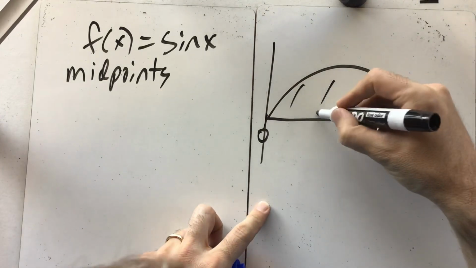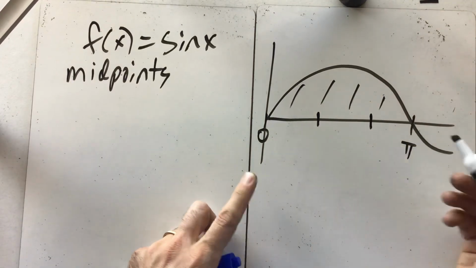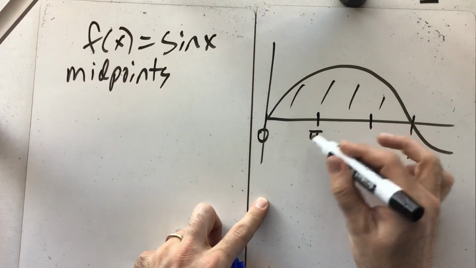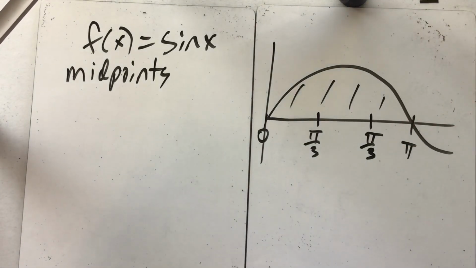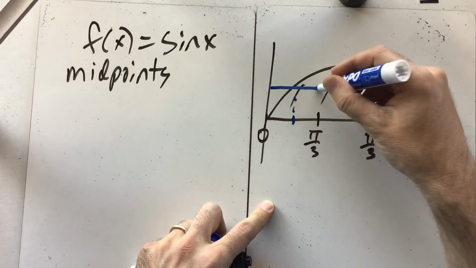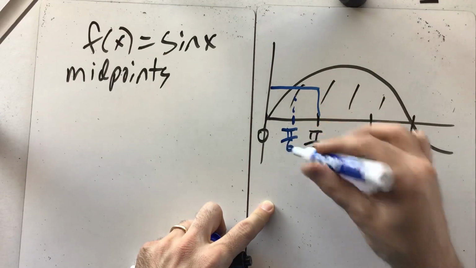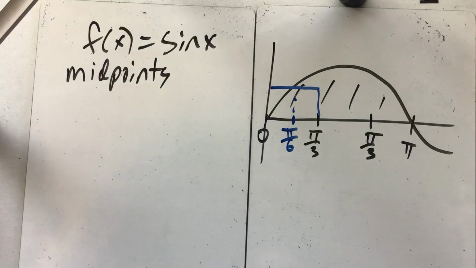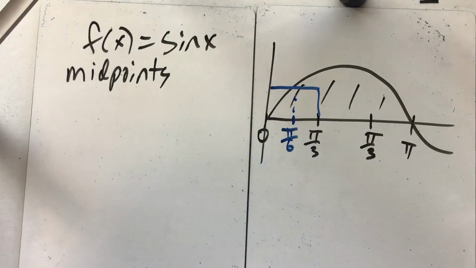So that means my first interval's here, my second interval's here. So I'm going to divide it into 3. And so that means this is pi over 3, and this is pi over 3. But now what I need to do is draw my rectangles using the middle. So that means I'm going to use this middle point for my rectangle. And what is that middle point? Well, halfway between 0 and pi over 3 is pi over 6. You could do this by just adding 0 plus pi over 3 and dividing by 2. Or you can just think about fractions.